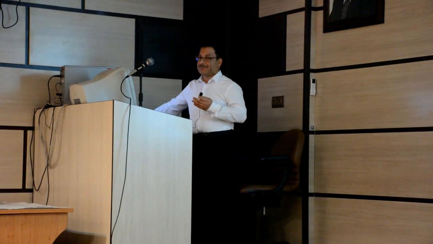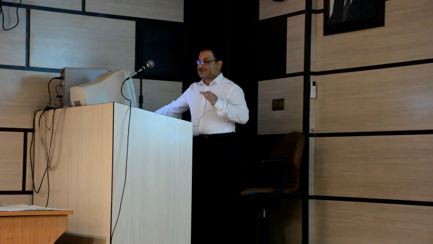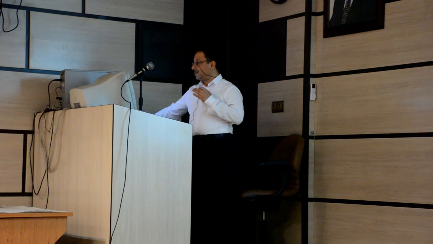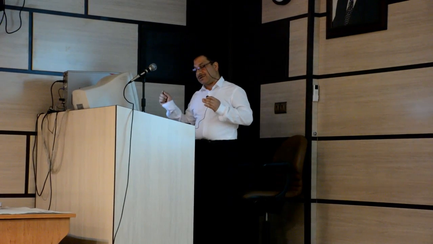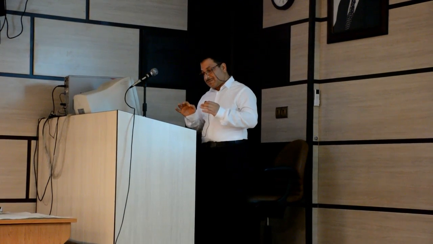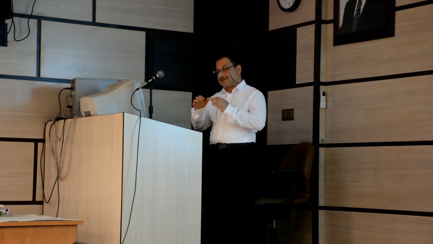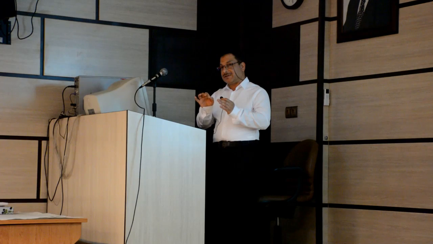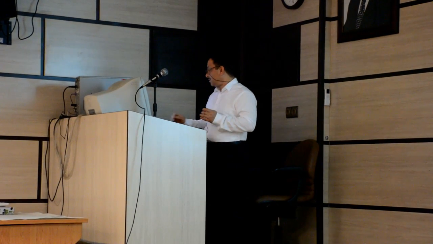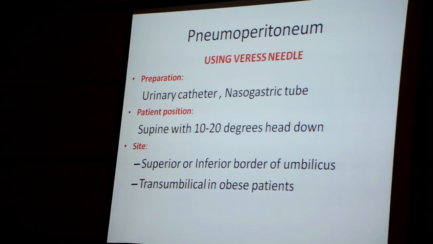The same in upper GI laparoscopic surgery. It is better to put the patient supine with a 10 to 20 degree head down position, so that when we enter with the Veress needle, we enter toward the pelvic cavity, because in this position we have more room. The viscera will go upward, and we have more space to put the Veress needle without injuring the viscera. We can use the superior or inferior border of the umbilicus according to our surgery.